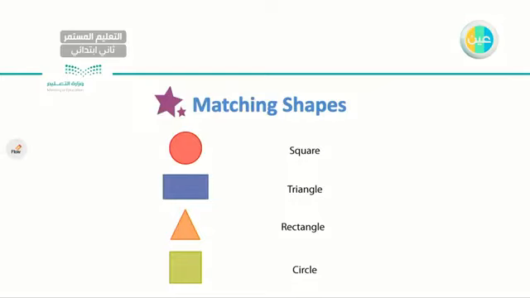Matching shapes. As you can see, to your left, I have 1, 2, 3, 4 shapes, okay? And to your right, I have the names of these shapes. So let's start with the first one. This is a circle. So I will match it with the word circle. Circle. I need you to repeat after me, please. Circle.